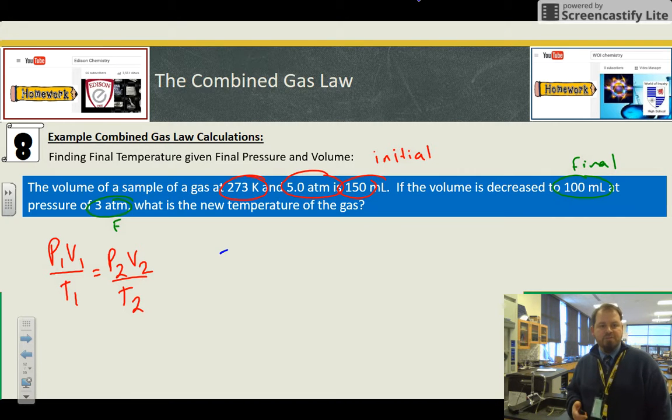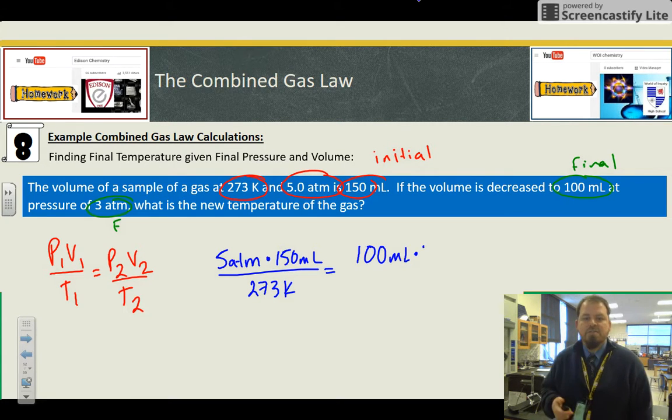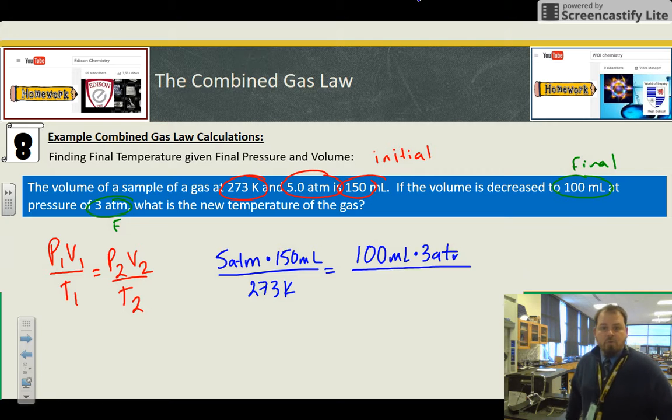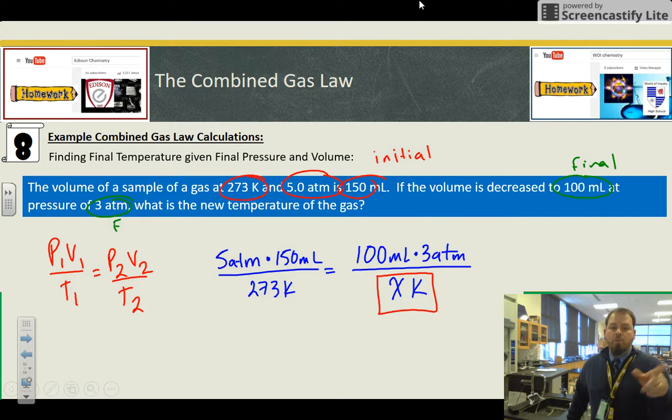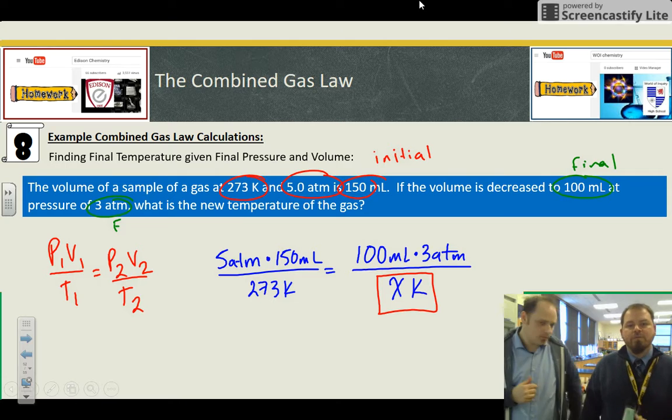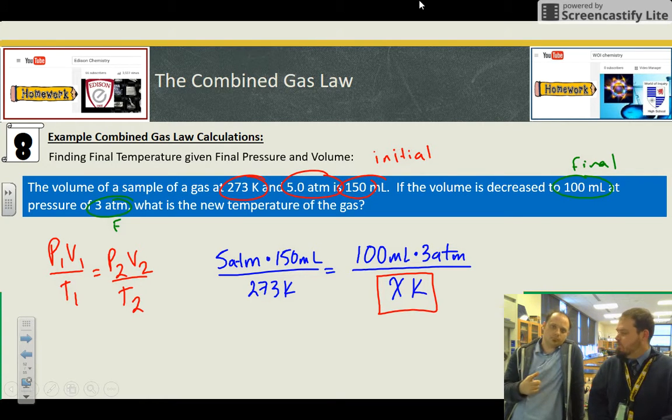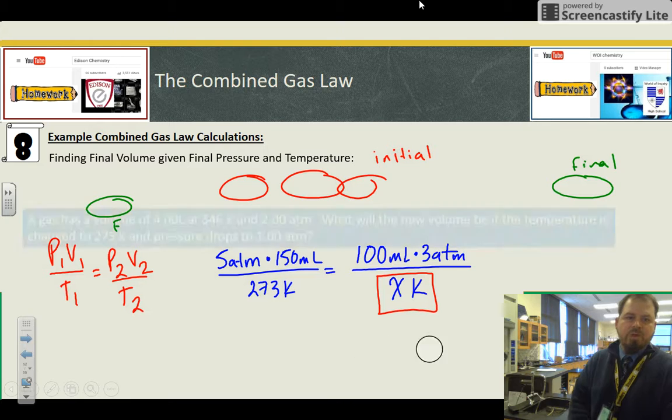So we're just going to plug and chug. We plug in the first 3 variables on the left side: 5 times 150 divided by 273. And on the final side, I have 100 times 3 divided by T2. We'll be able to use our algebra skills to solve for the one variable. Like we said, we'll always be given 5 variables and solve for the 6th. And there is an equal sign, so guess what we get to do? We get to cross multiply and follow all of the rules of algebra to solve for that unknown.